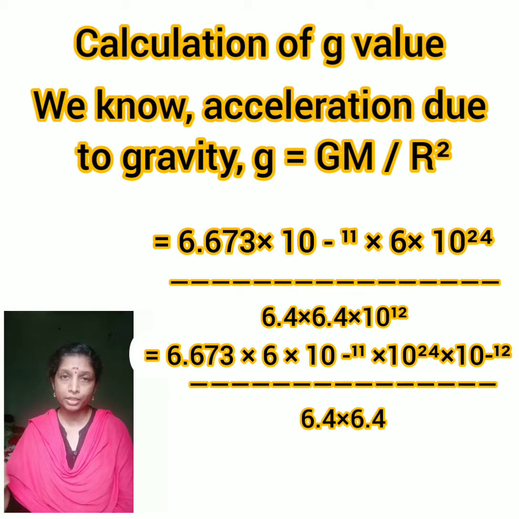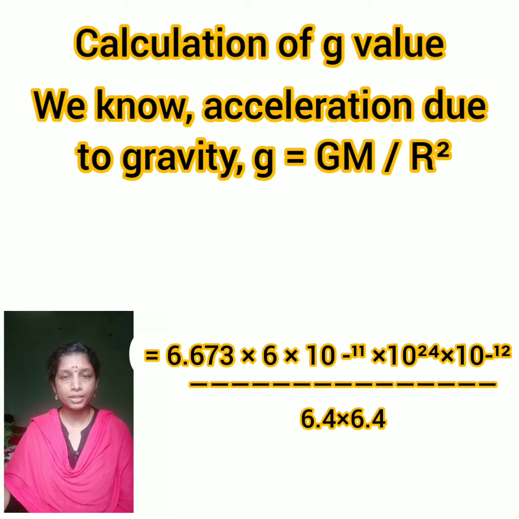When it is taken into the numerator, the positive becomes negative. So we can write 10 raised to negative 12. Positive 12 becomes negative 12. So 6.673 into 6 into 10 raised to minus 11 into 10 raised to 24 into 10 raised to minus 12 divided by 6.4 into 6.4. So in the numerator you can see 10 raised to minus 11, 10 raised to 24 and 10 raised to minus 12, isn't it?